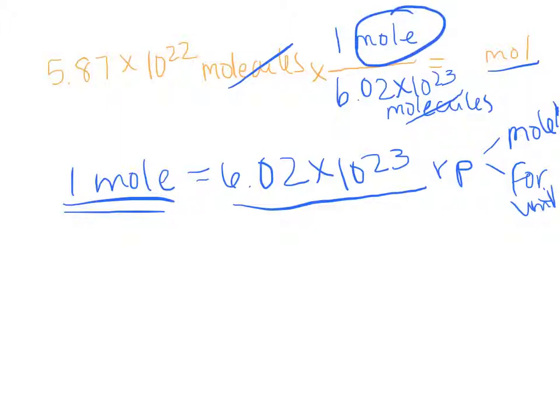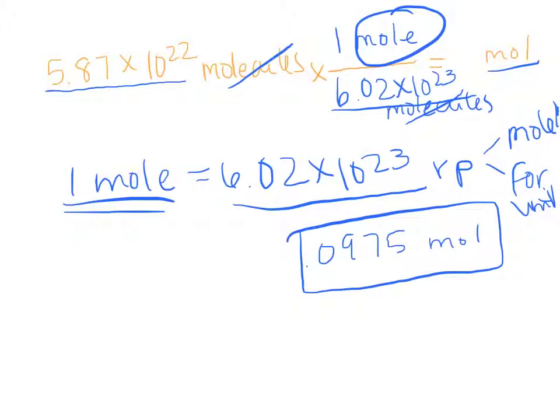Bueno, very good. So now I'm just going to take my calculator and divide 5.87 times 10 to the 22nd by 6.02 times 10 to the 23rd. And your final answer for this one should come out to be 0.0975 moles.